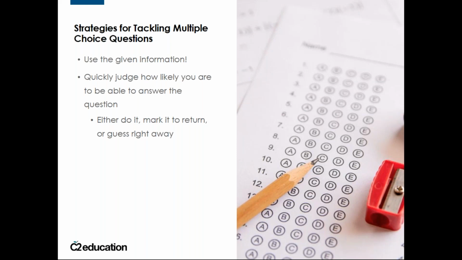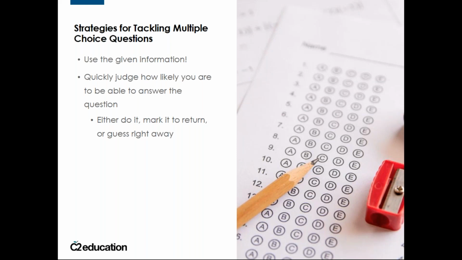But these are timed tests. Keep in mind that there is no guessing penalty on any AP test, in the multiple choice or any part of the test whatsoever. You do not lose points if you get a question wrong. So when you see a question and you're wondering, can I do this, decide: if you can do it, get it right away.